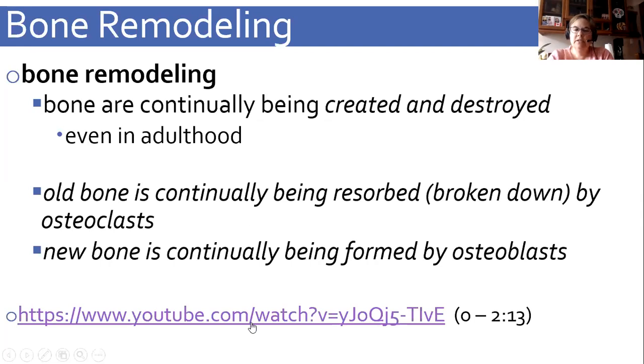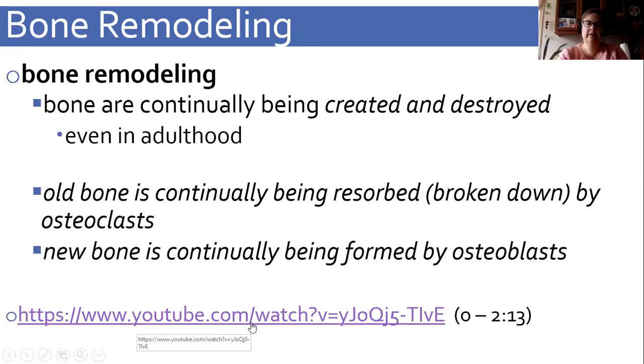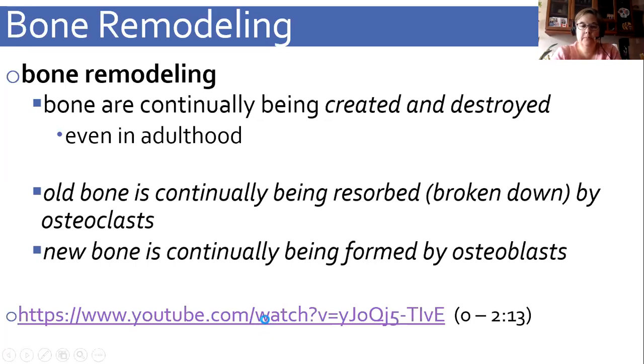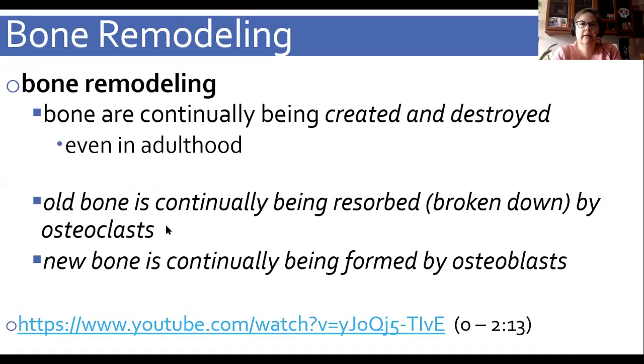All right, so we're just gonna watch another little video here. We'll only watch the first couple of minutes of it because the rest of it talks a little bit about using stem cells to actually build new bones. So that's sort of what they're looking at being able to do in the future. All right, so just share this with you.